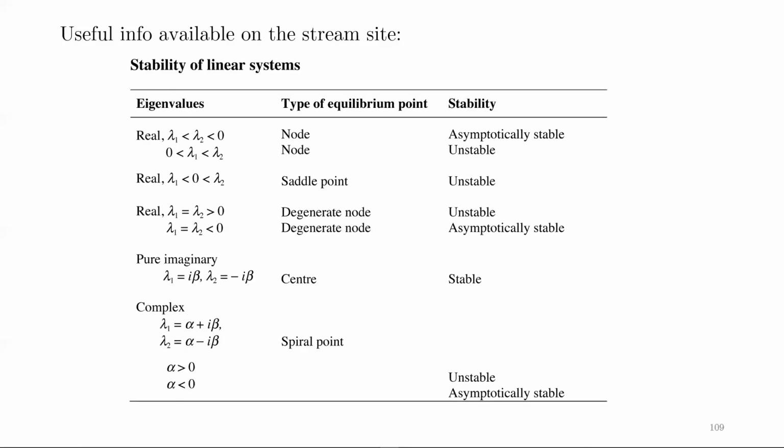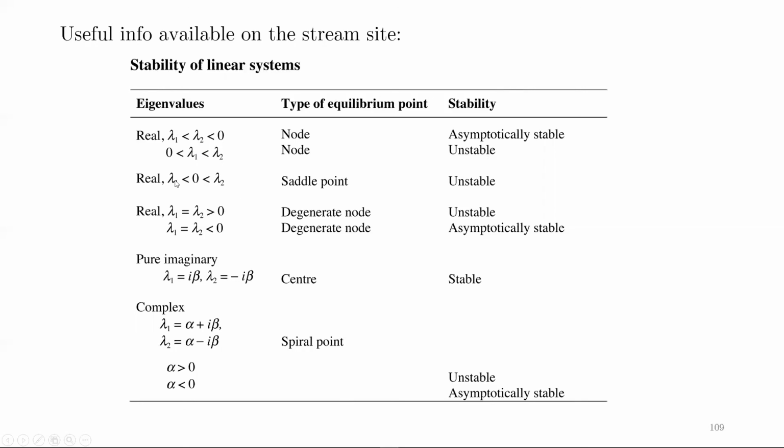Okay, but the last thing I wanted to point out is that there is some useful information on the stream site. If you go under the final exam subheading and download the PDF that's in there, we have 2 pages that I would like you to print out and perhaps know, or at least have next to you when you're doing your assignment or test. The first is the stability of linear systems table. So again, if we calculate the eigenvalues of that coefficient matrix A, this has all the possibilities. It tells us the type of equilibrium point, and it tells us the stability of the equilibrium point.